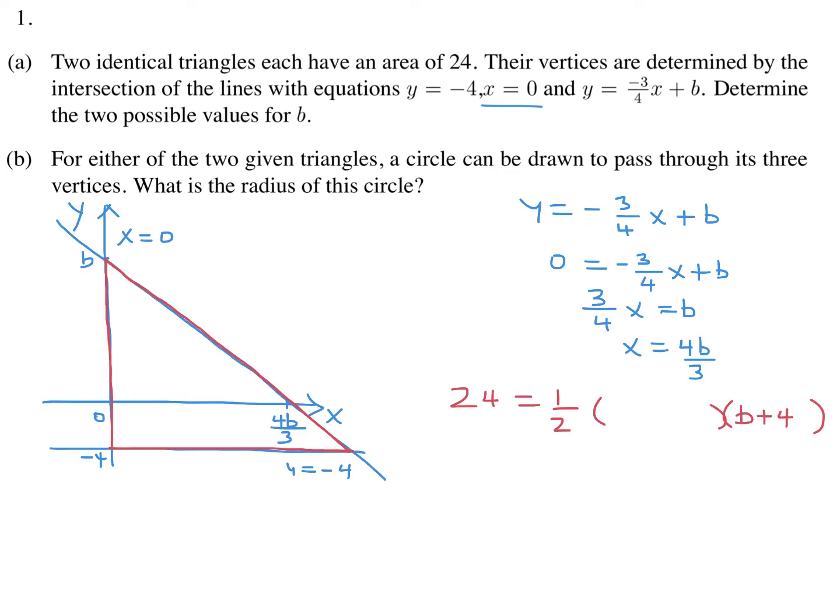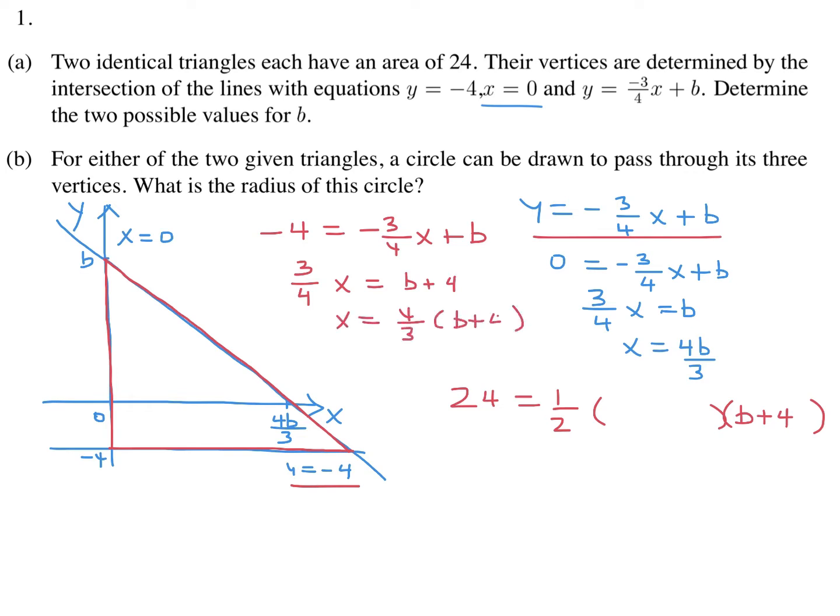That's the easy part. The base is a little bit more tricky because we have to figure out the coordinates of this point right here. That's not that big of a deal. It's basically an intersection of y equals -4 and this line. So we substitute y equals -4 into that line, and that should give us a value for x in terms of b. So 3/4 x is equal to b plus 4. Therefore x is equal to 4/3 times b plus 4. So this point right here is 4/3 (b plus 4), and the y coordinate is -4.